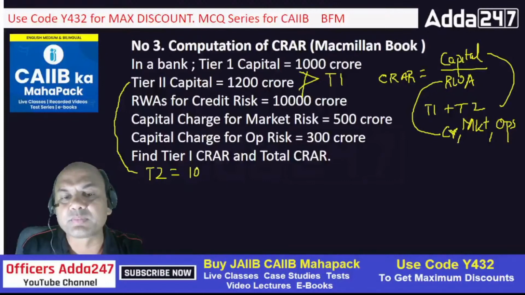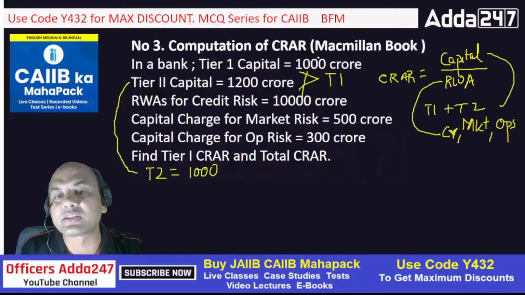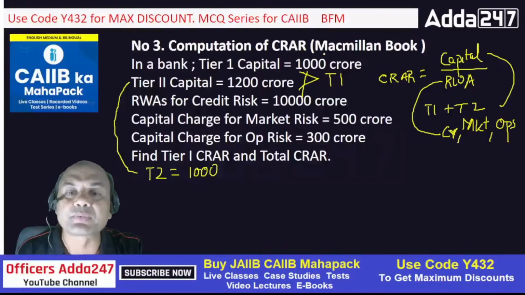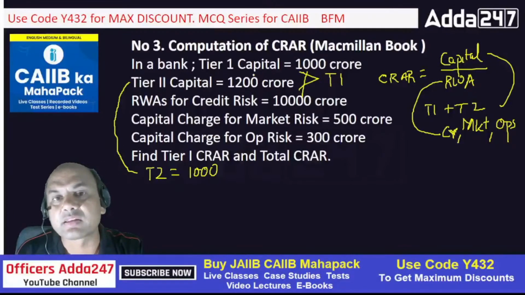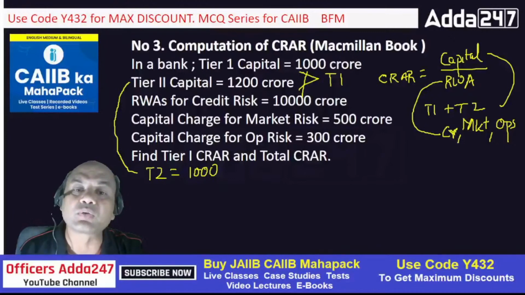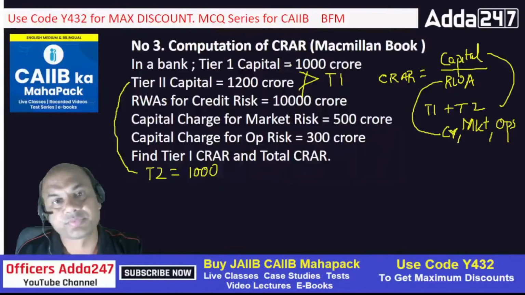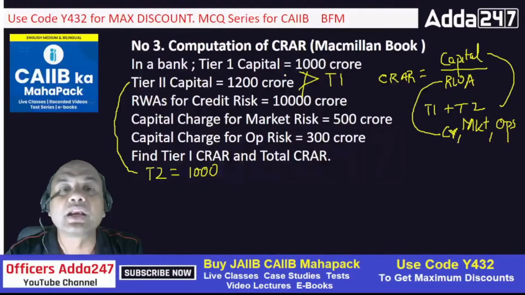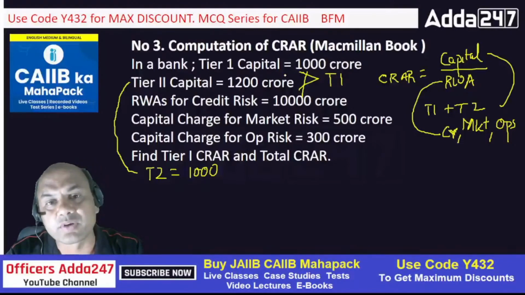Why 1000? Because T1 is what? T1 is 1000. So whatever is T1, maximum I can take only up to that value. If T2 would have been given as 800, then I would have taken the complete 800 because it was less than T1. So remember, T2 cannot be greater than T1. Clear? Type yes in the comment section if everyone is clear with this concept. T2 cannot be greater than tier 1.